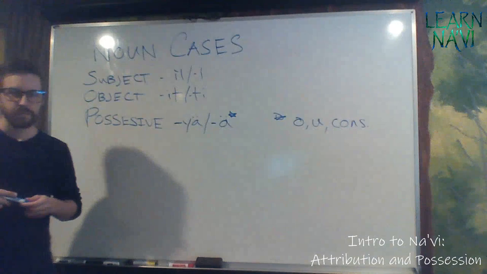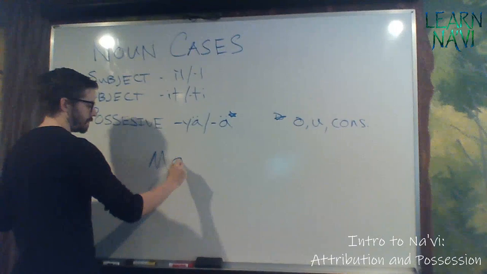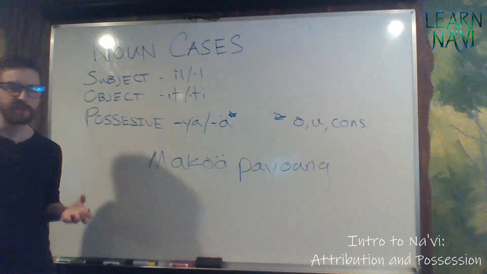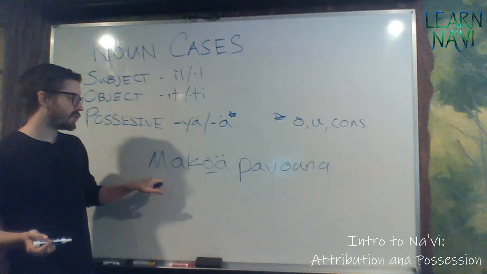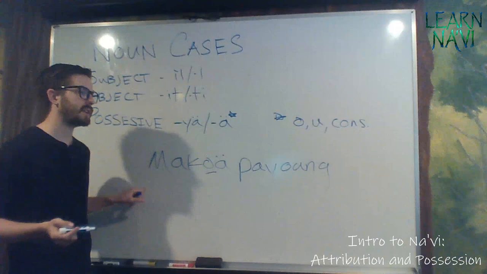So, like, my name, if I want to say my fish, so Mako is my name. If I want to say Makoa, let's see, Mako. So because my name ends in an O, I am using the consonant O and U case ending for our possessive noun. And then just like our adjective attribution, the possessive noun is directly next to the noun that it is possessing.